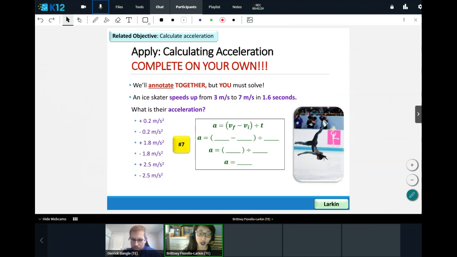So again, you do need your calculators out. So that's why we were practicing. That's why I asked you to get your calculators out earlier. So an ice skater speeds up from 3 meters per second to 7 meters per second in 1.6 seconds. What is their acceleration? So in the chat box, meters per second, is that an acceleration, velocity, or time? Meters per second, no little 2, no little 2. So what is this one?